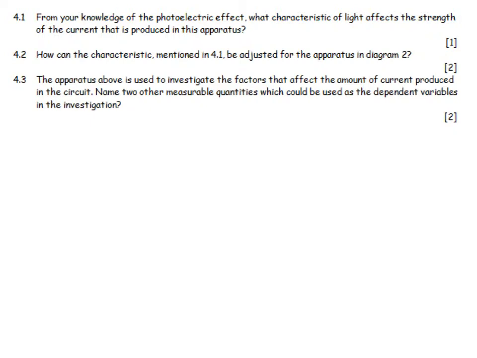And that is the intensity of the light. Gives you a stronger or weaker current. The kinetic energy of those electrons is because of the frequency of the light. How can the characteristic mentioned in 4.1 be adjusted for the apparatus? So how do I get more intense light? Well, I can. It's 2 marks.